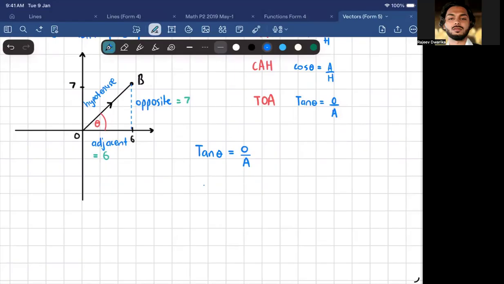So I will need to find what theta is. So I need to do the opposite of the tan function. Do you know what's the opposite of tan?